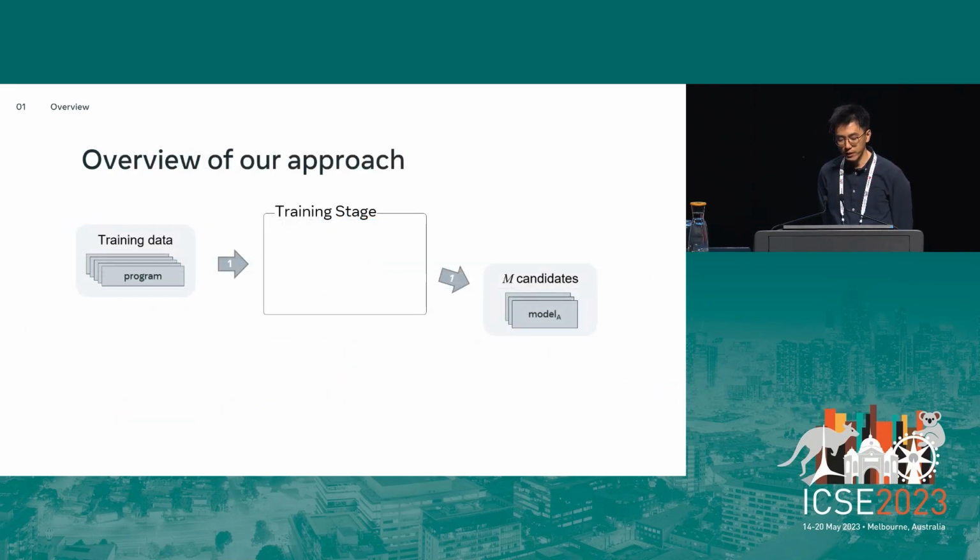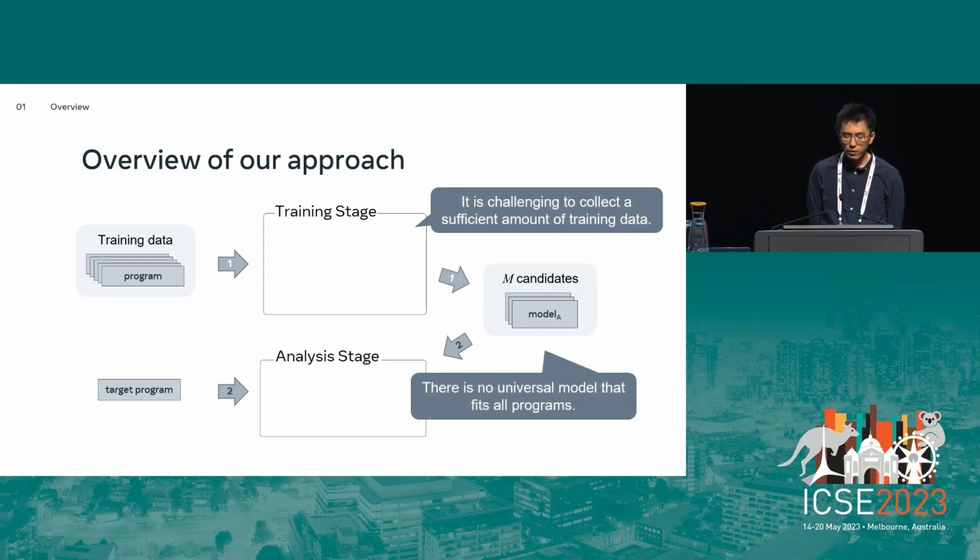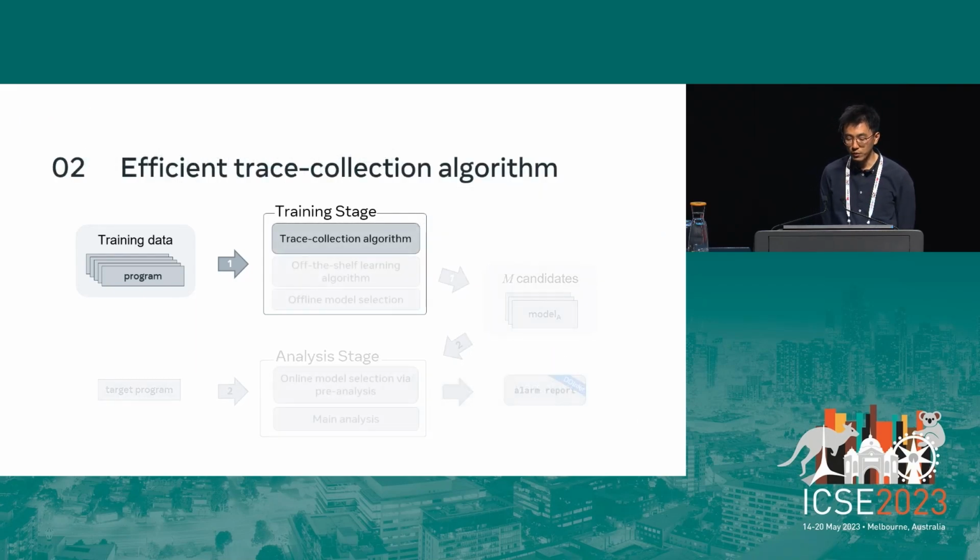The overview of our approach is like this. First, we train on multiple programs as training data, and then we produce multiple models. Then in the actual analysis stage, in order to analyze the target program, we use those M candidate models and produce an alarm report. There are two challenges. The first one is that it is challenging to collect a sufficient amount of training data, and the second one is that there is no universal model that fits all programs. I will talk about the first challenge and how we address it.